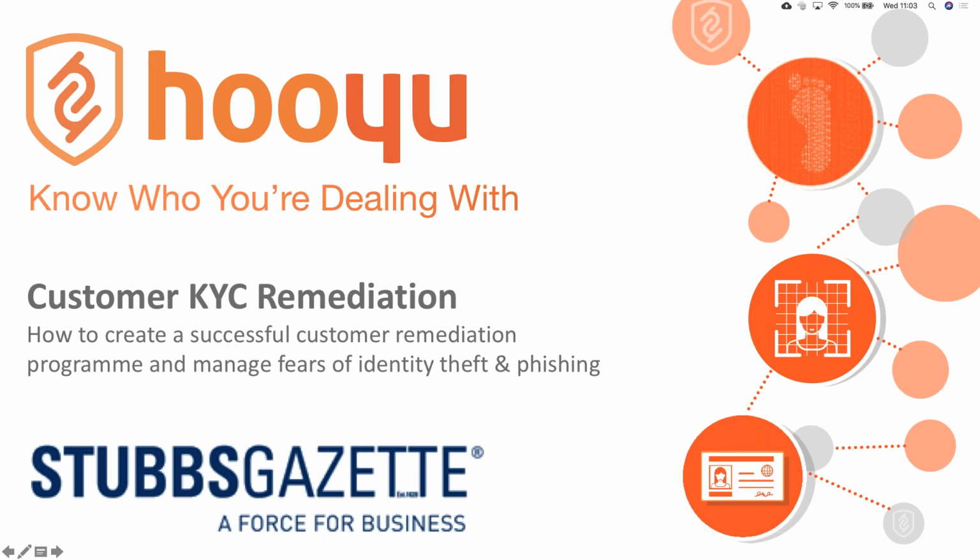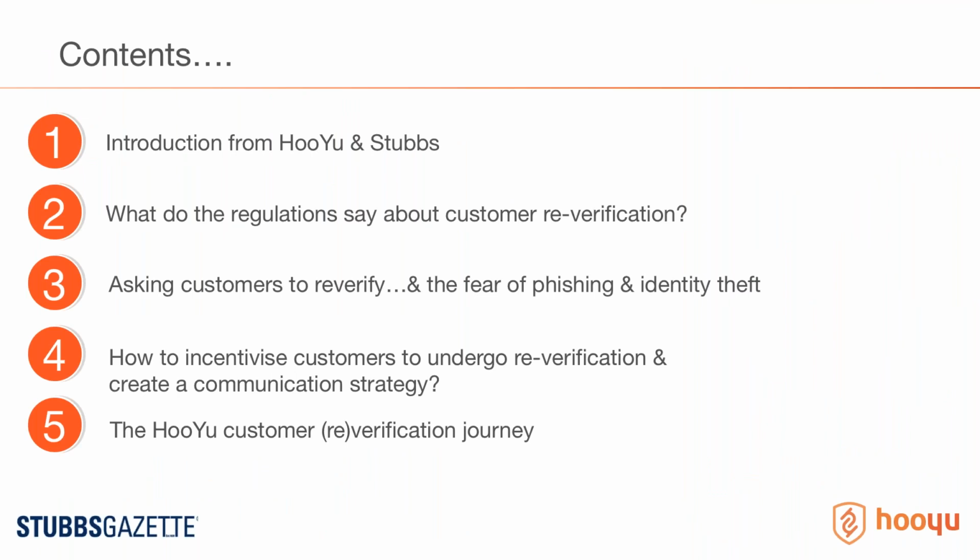So on today's webinar, briefly to begin with, we will do an introduction to HooYu and to Stubbs Gazette. We'll examine what the regulations say about customer re-verification, and then we'll have a look at how customers fear phishing and identity theft when they're approached by their bank, by their credit union, by their financial services provider to prove their identity. And then we'll look at a methodology to incentivize and to manage that re-verification program. And then lastly, we'll show you how using HooYu and Stubbs Gazette, you can manage that customer re-verification journey.